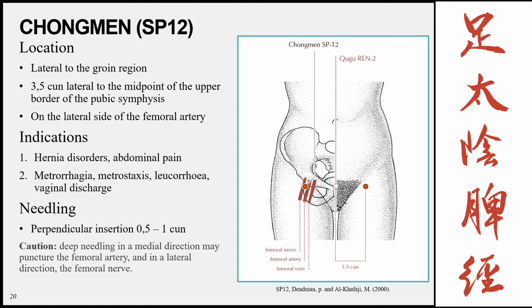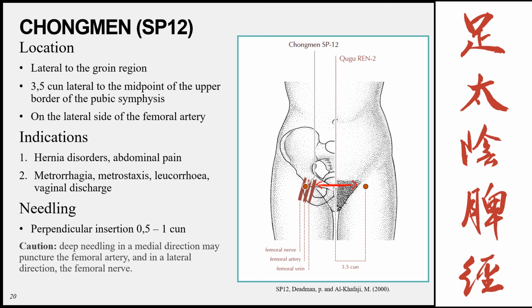Our next point is Chongmen, spleen 12. This point is lateral to the groin region, 3.5 cun lateral to the midpoint of the upper border of the pubic symphysis, on the lateral side of the femoral artery. So what you have to do is first locate the superior border of the pubic symphysis over here, and then we're going to go 3.5 cun lateral to this.